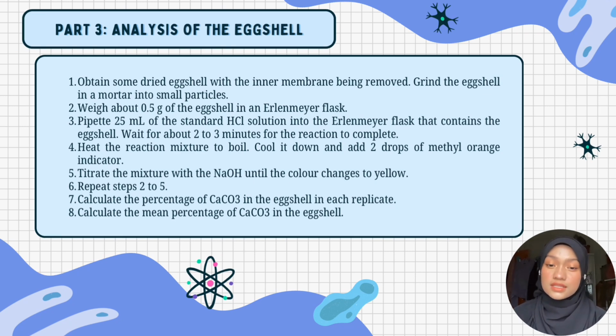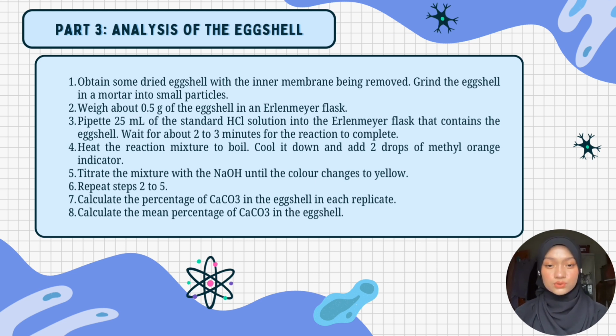So we can proceed with the last part of the procedure, which is analysis of the eggshell. Firstly, obtain some dried eggshells with the inner membrane removed. Then grind the eggshell in a mortar into small particles, about the size of fine sand. Second, weigh about 0.5 gram of the eggshell into an Erlenmeyer flask. Third, pipette 25 ml of the standard hydrochloric acid solution into the Erlenmeyer flask that contains the eggshell.